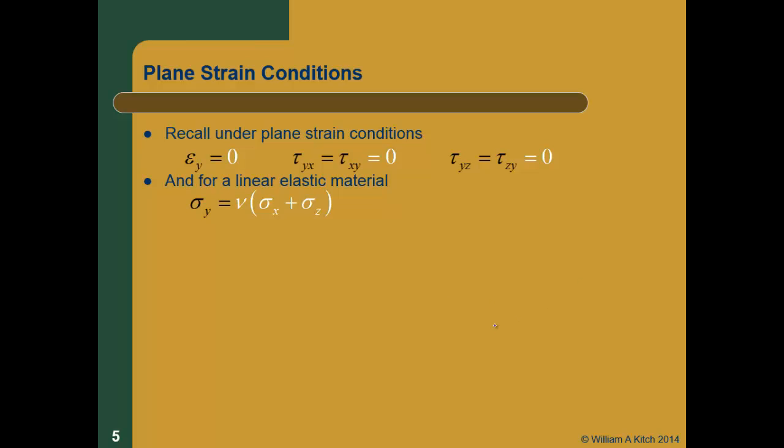And then we're going to assume we have a linear elastic material, because that was one of the assumptions on the Boussinesq stress distribution. In that case, we already did this solution, so this is all in your notes already. Sigma y was equal to nu times the sum of the x and z stresses.